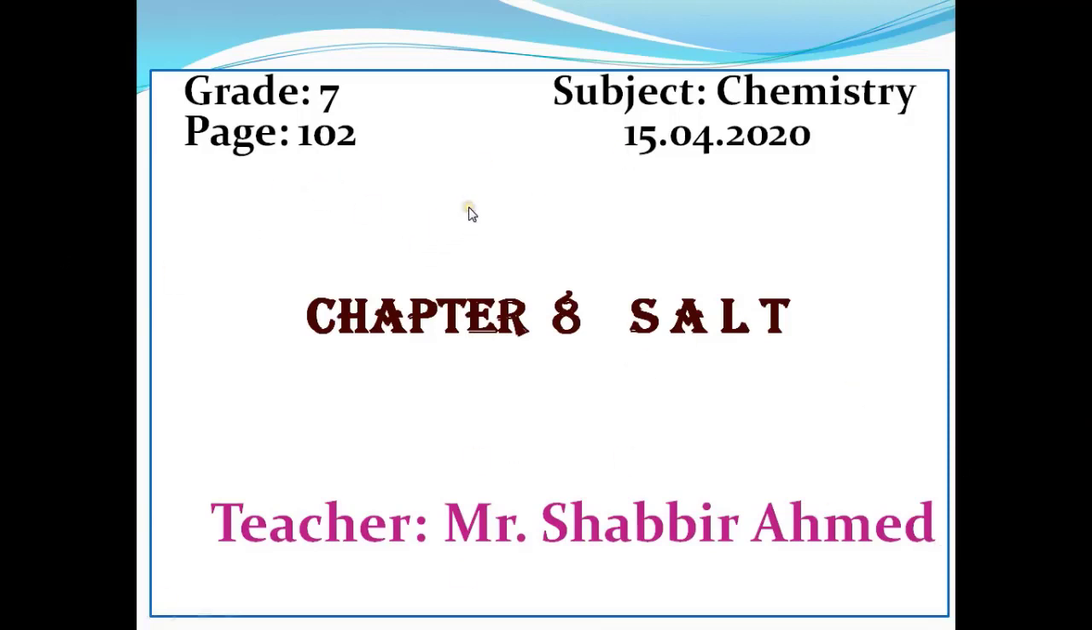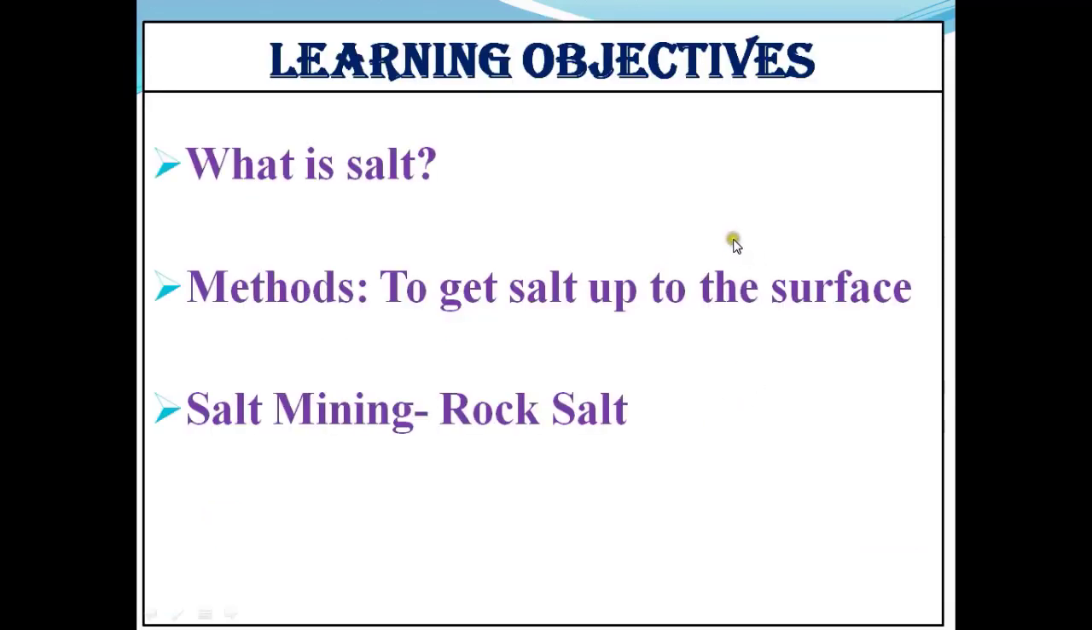Today we are going to discuss the new chapter for grade 7 in the subject chemistry. Here we are going to start with the new chapter, that is chapter 8, Salt. From this chapter we are going to start from page 102. So let's open page 102 and see what the learning objectives of today's lesson are.